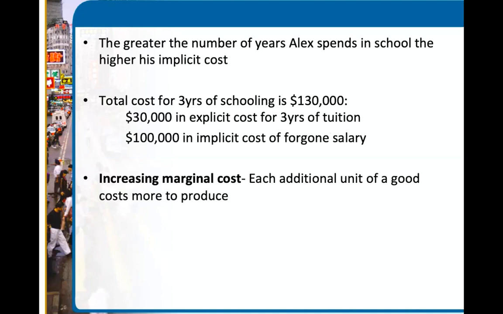Now, what we can see in the chart is an increase in marginal cost. Each additional unit of a good or service will cost more as time continues, or in this case, as education years increase. We can have a constant marginal cost, where it stays the same. It doesn't increase, or we can have a diminishing marginal cost in some situations, but for the most part, it has an increasing marginal cost relationship.